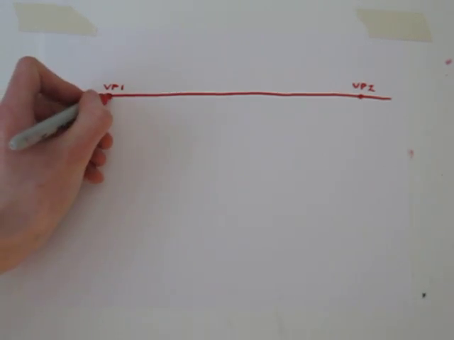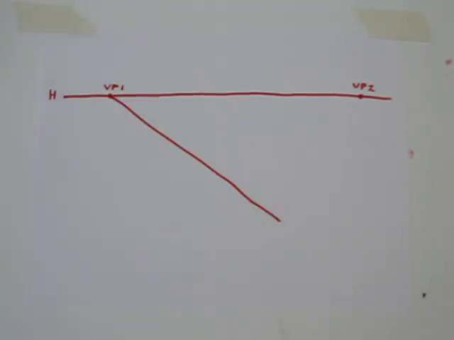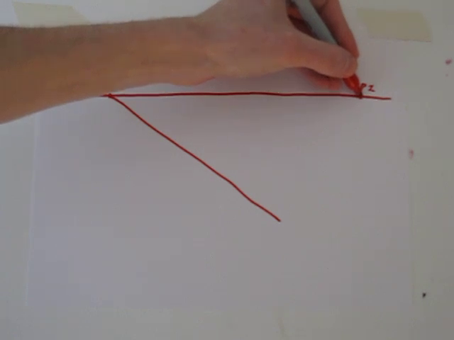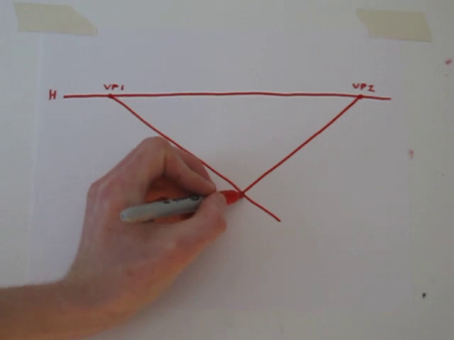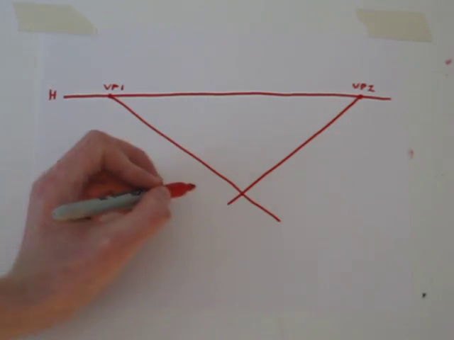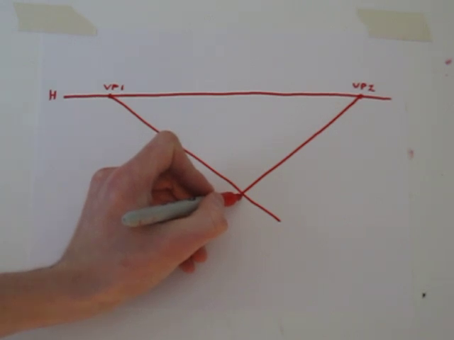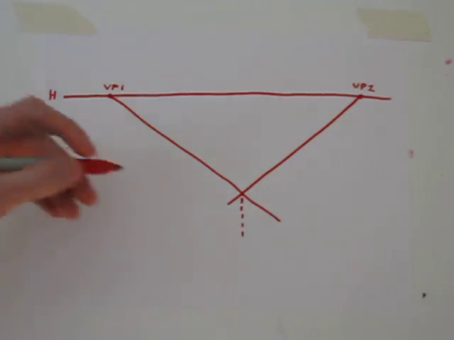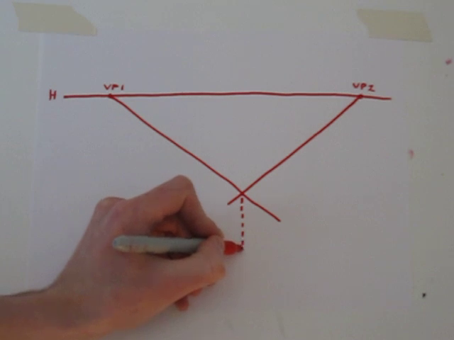So I'm going to extend a line, whatever length I want, and in whatever direction I want. I'm going to say about that much. And our vanishing point 2, we're going to extend it, say that much. This is where they meet. This is where the lines converge. And from this point, you want to create a line that's vertical. Like this.